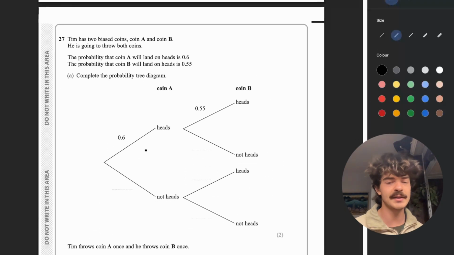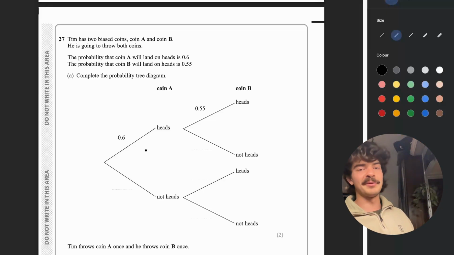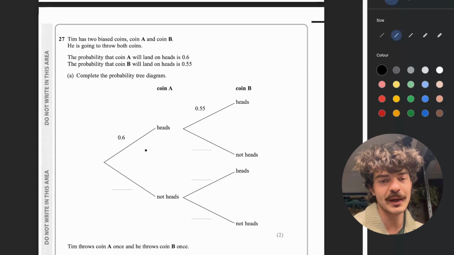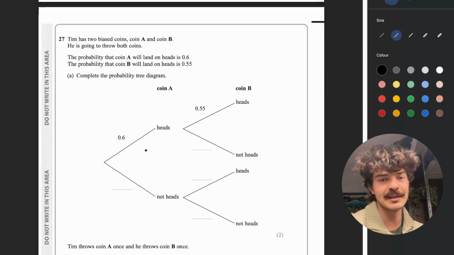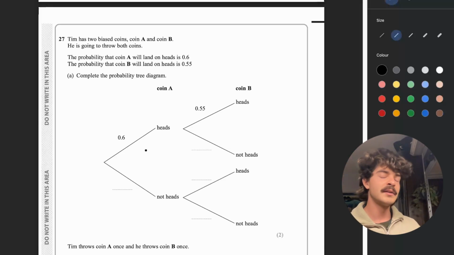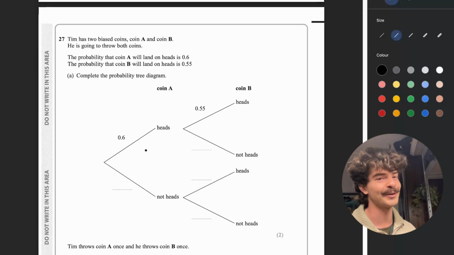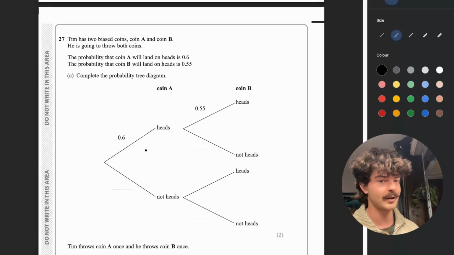Okay. Next up, question 27. We've got a probability tree, and we need to just populate the probability tree and finish up everything here. So Tim has 2 biased coins, biased coin A and biased coin B. He's going to throw both the coins. And the probability that A will land on heads is 0.6. The probability that B will land on heads is 0.55. So we're treating each throw and each coin as its own event. And it must land on heads or not heads, right? I know a lot of you can be like, it can land on its side. Coins don't land on their sides, right?